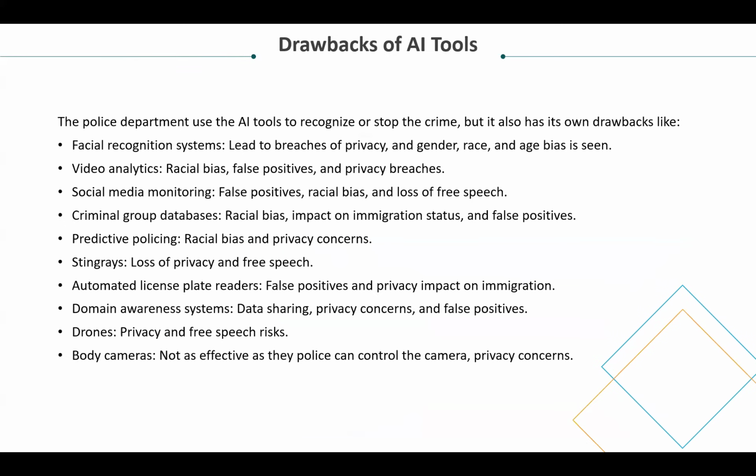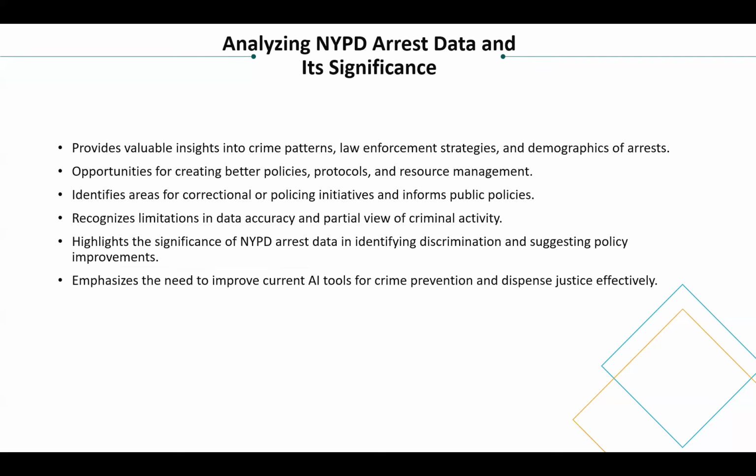And coming to the next slide is all about the drawbacks of AI tools. Drawbacks and concerns associated with various AI tools and technologies used by police departments for crime prevention are facial recognition systems, video analytics, social media monitoring, criminal group databases, predictive policing, cell site simulators, automated license plate readers, domain awareness systems, drones, body cameras. And these points highlight the ethical, privacy, and bias related issues associated with the use of AI tools and technologies in law enforcement. It's important to consider these drawbacks when discussing the implications of AI based crime prevention methods.